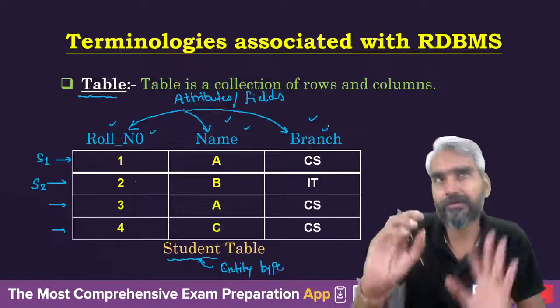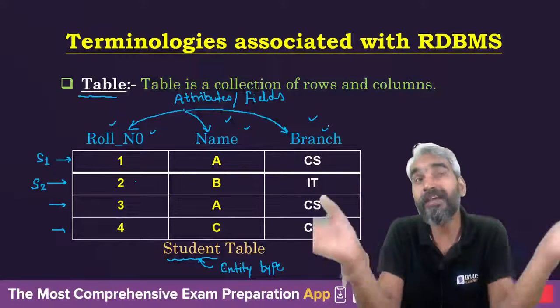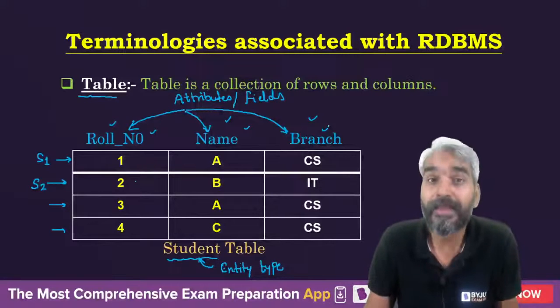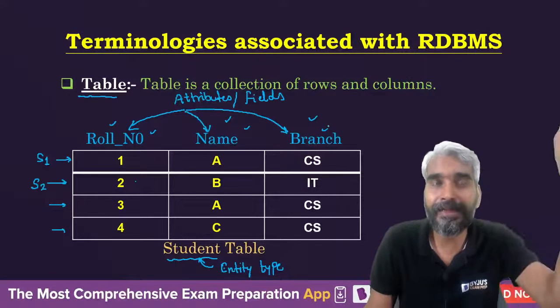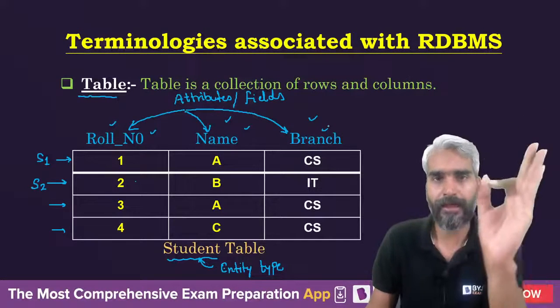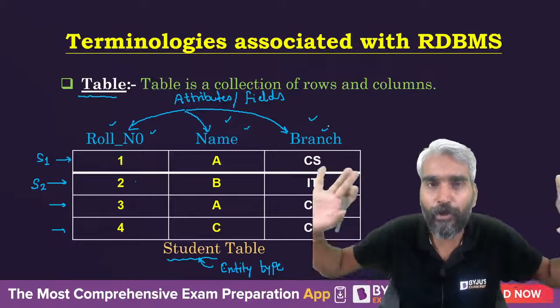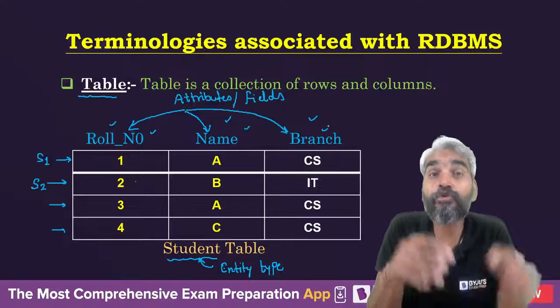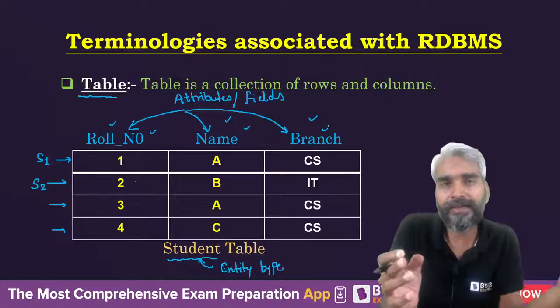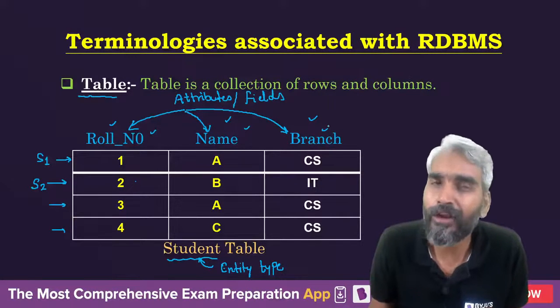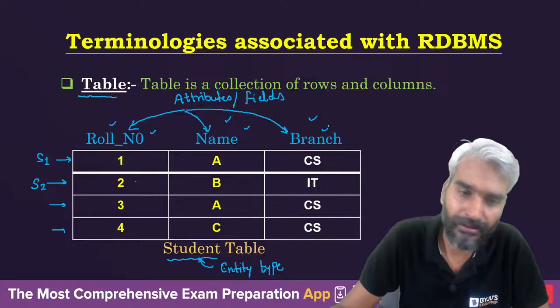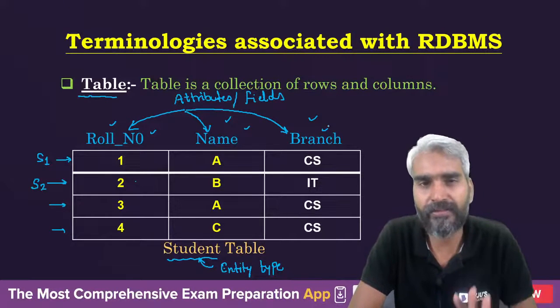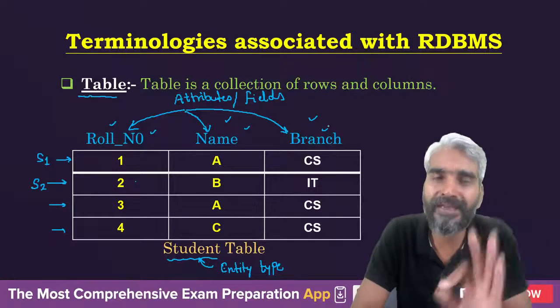A table will eventually correspond to the entity or the relationship between two entities. ER diagram, what is this? Entity relationship. So you will have tables for entities, and you will also have tables corresponding to the relation, that is, how one entity is connected with or related to other entities. That's it. Simple. If you have any doubt, please ask me.